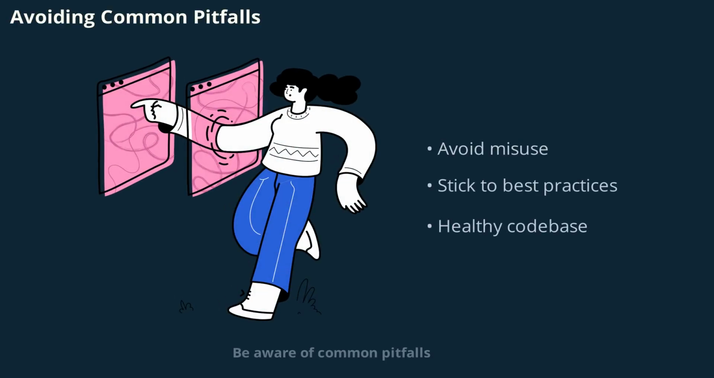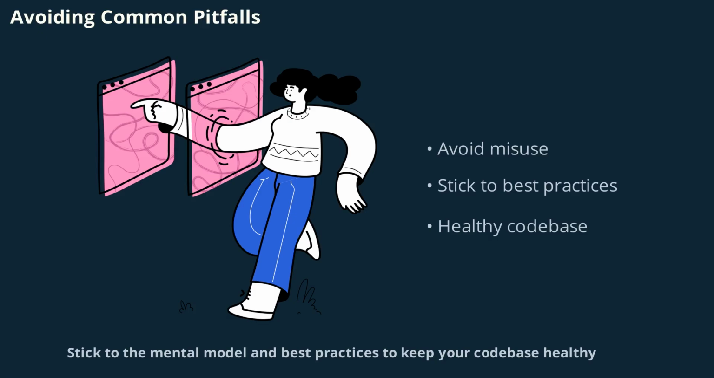Be aware of common pitfalls, such as using flow for simple tasks or coroutines for streams. Misusing these tools can lead to unnecessary complexity and bugs. Stick to the mental model and best practices to keep your codebase healthy.